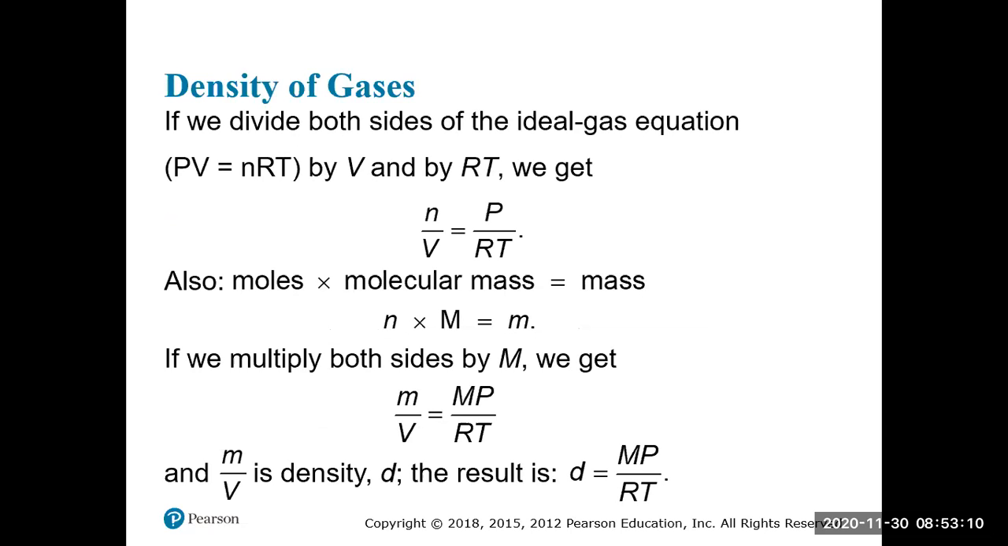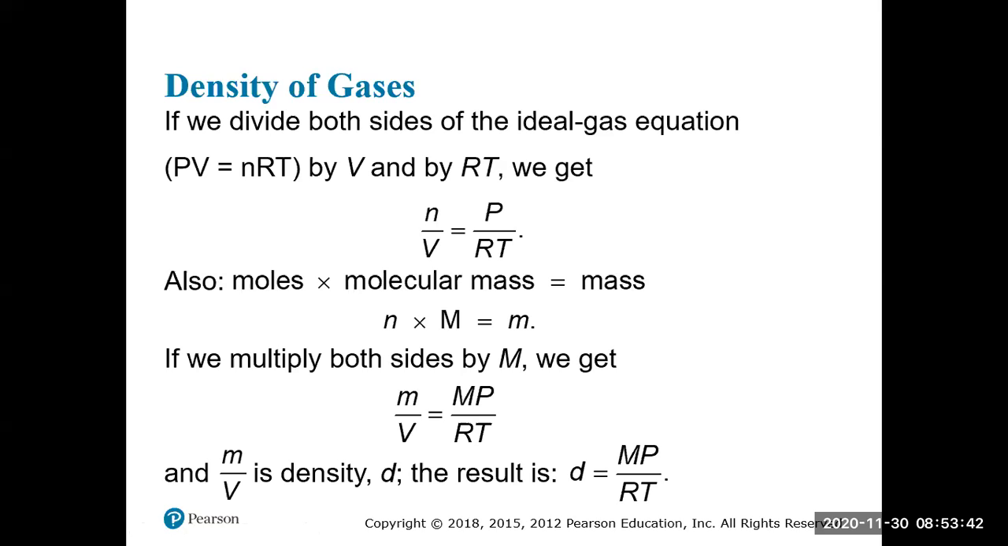You also can use this relationship to express density of gases. Remember, density of a gas is weight per volume. It's no different for gases. Density is still mass per volume. And so we can rearrange this ideal gas law to get an expression for density for gases. Let's take a look at that.